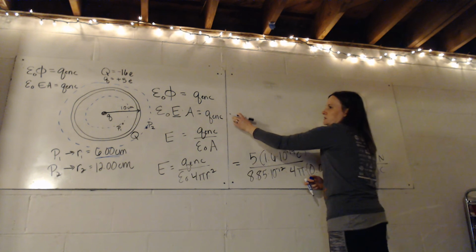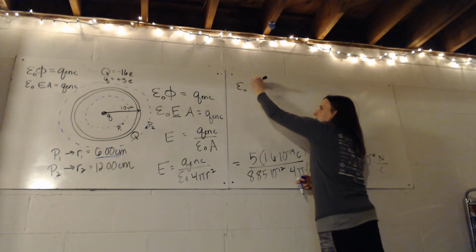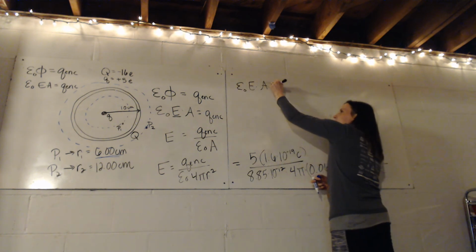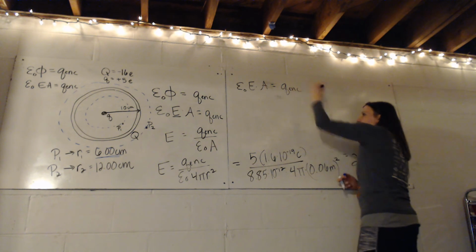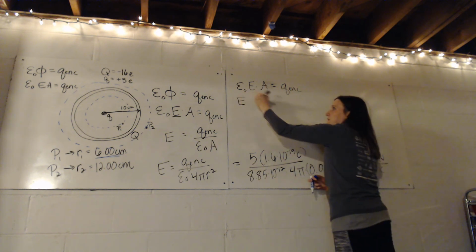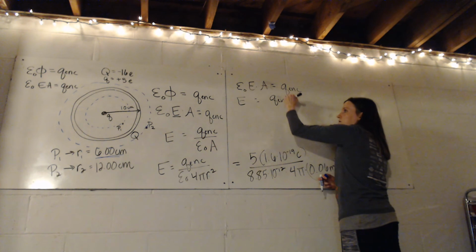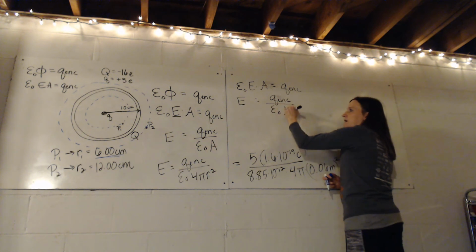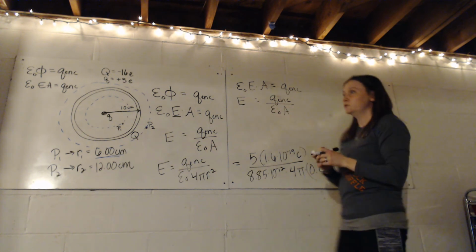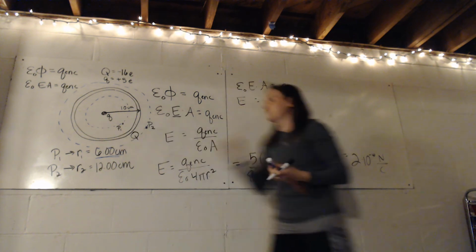And I do the exact same thing. So let's just start here at the second line. I say epsilon naught times E times A is equal to Q enclosed. And I solve it the same way. So the electric field is equal to Q enclosed divided by epsilon naught times A, where A is the surface area of this new spherical shell I'm making.